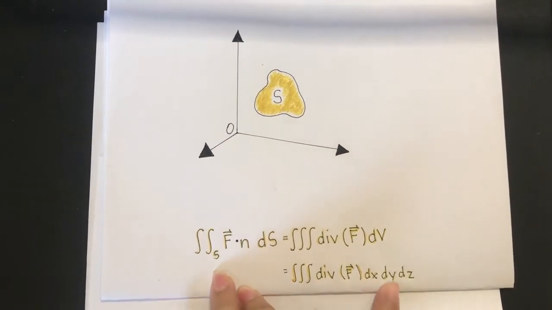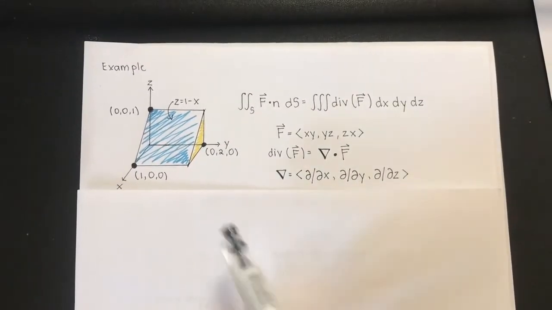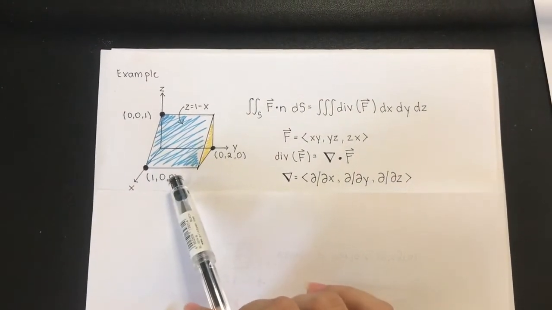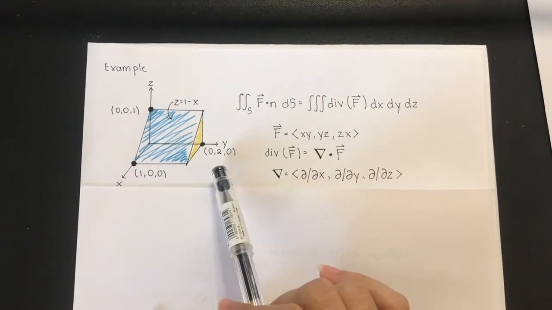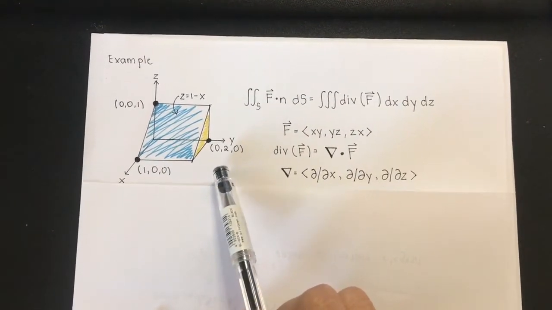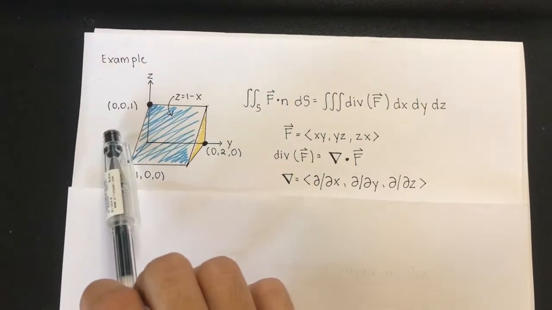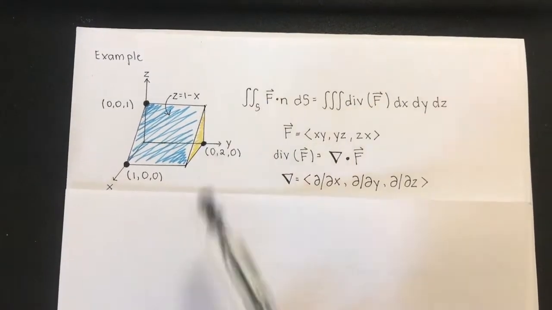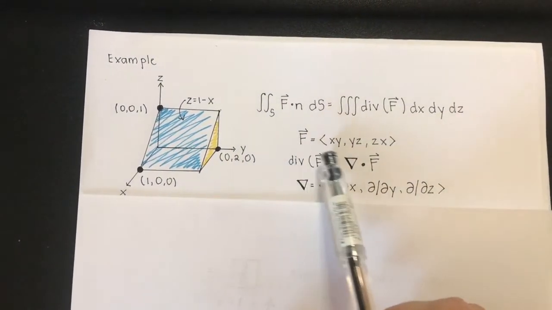Let's take a look at an example to see how to apply this theorem. Consider the surface of this triangular prism, which occupies x from 0 to 1 and y from 0 to 2. It has a flat base in the xy plane, and the top surface is given by the plane z equals 1 minus x. Now let's say there's a vector field in this space, which is given by f equals xy, yz, zx.